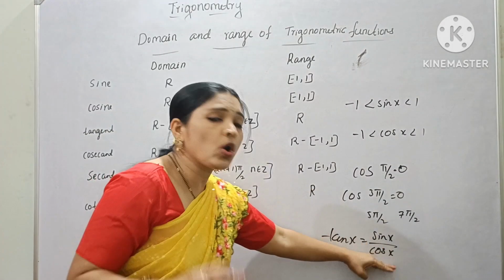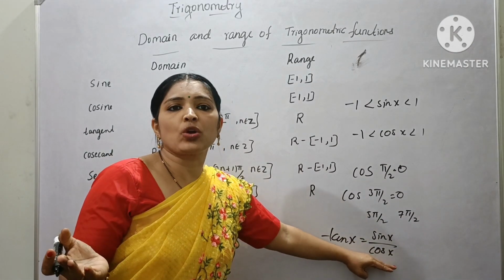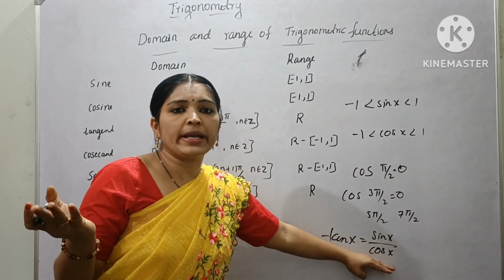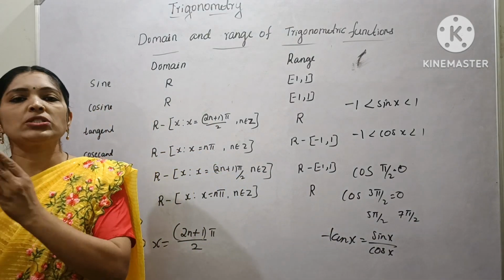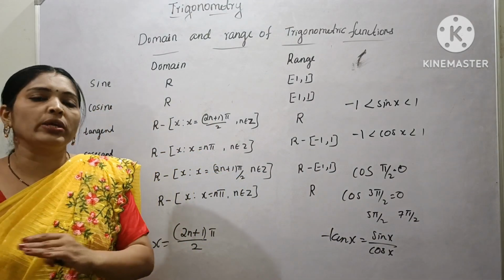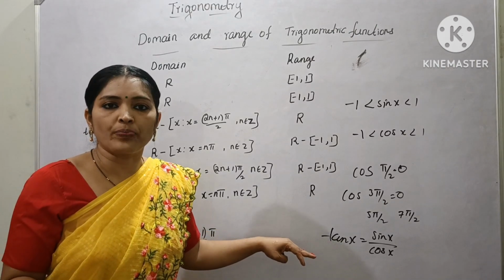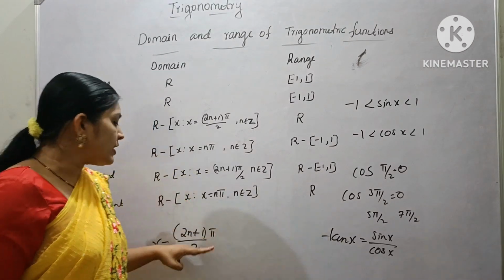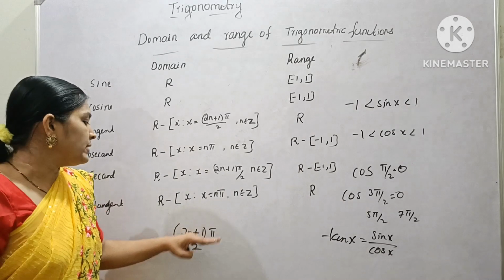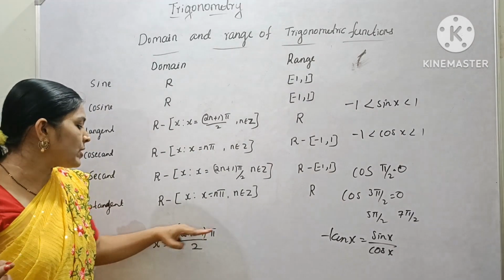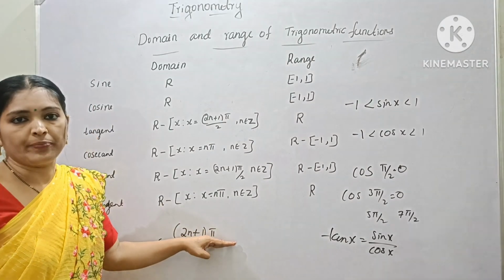Okay, so when is the cos function 0? Last class we studied that cos is 0 at pi by 2, 3 pi by 2, 5 pi by 2, 7 pi by 2. At these angles cos x is 0, right? So in general we can write pi by 2, 3 pi by 2, 5 pi by 2, 7 pi by 2 as (2n plus 1) divided by 2 into pi.